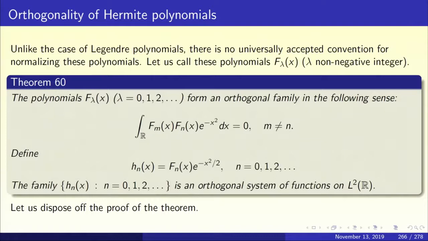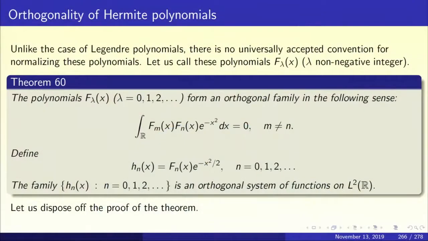polynomial, and e to the power minus x squared decays very rapidly at plus infinity and minus infinity. In fact, e to the power minus x squared is in the Schwartz class, remember? And when I multiply e to the power minus x squared by a polynomial, it is again in the Schwartz class. It again decays very rapidly. So the integral makes perfect sense. And the integral is actually going to be 0 if m and n are distinct non-negative integers.